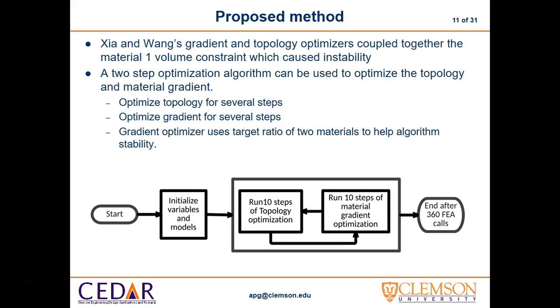So in this research, we're going to extend Xia and Wang's gradient and topology technique and try to make it more stable. So we're going to do a similar two-step method where we run several steps of topology optimization and then several steps of material gradient optimization and go back and forth between the two.